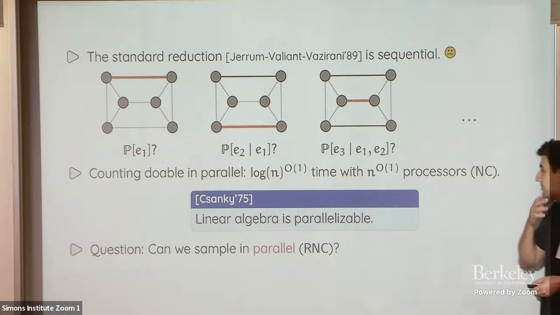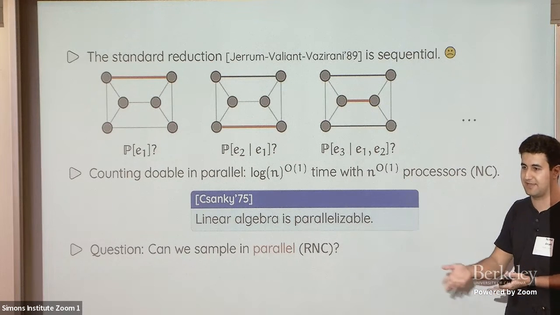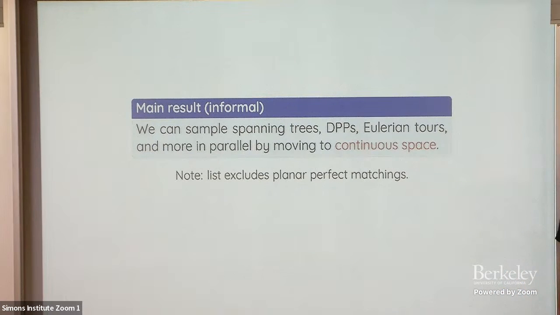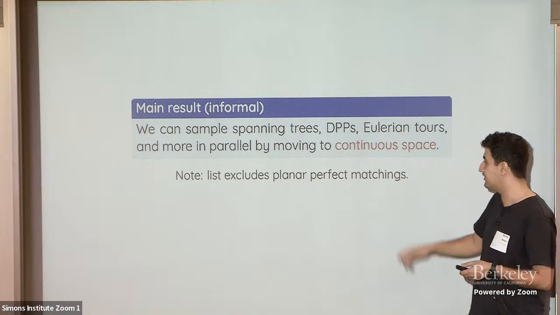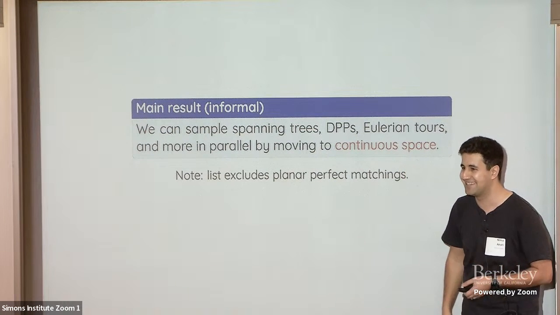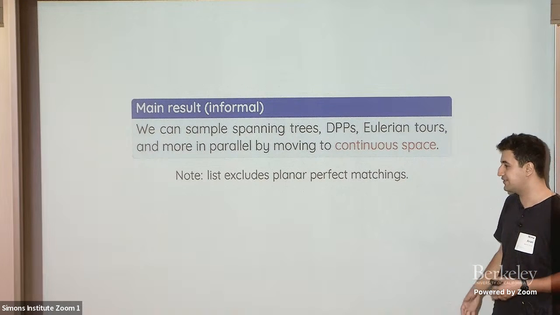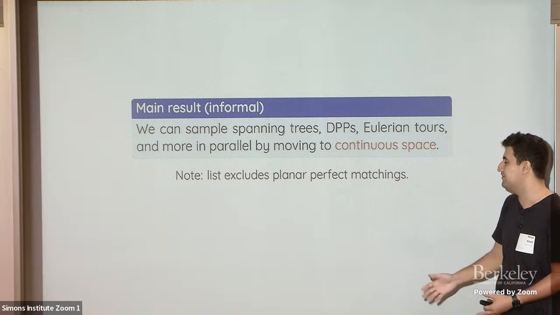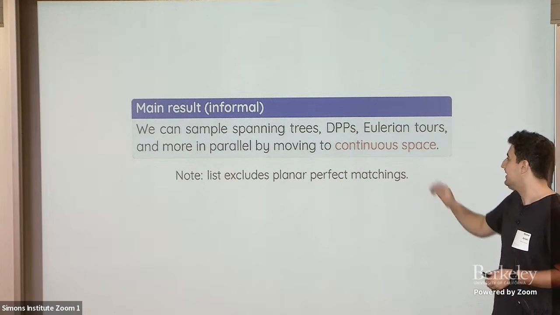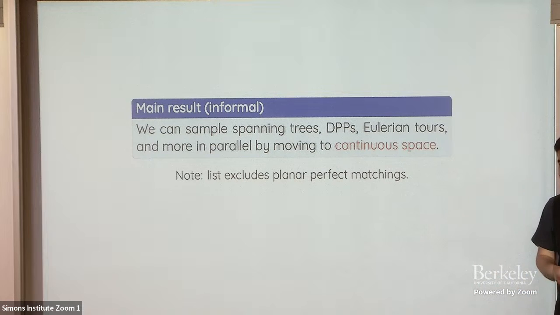So the goal is to sample in parallel. So we want RNC type algorithms. The R just stands for randomized because we have to use randomization in sampling. And the main result I want to show you is that, yes, in most of the examples I showed you, except for this planar perfect matching case, we can do this by going beyond the Boolean hypercube. Interestingly, we had an earlier work where we tried to really stick to the Boolean hypercube, and it seemed impossible to make it work. But if you move beyond the Boolean hypercube to continuous space, to R^n, you can actually make these algorithms happen.